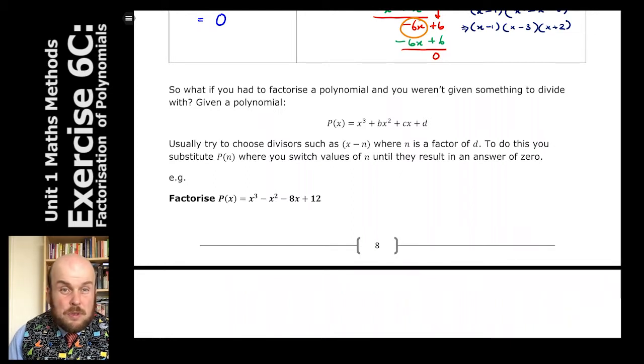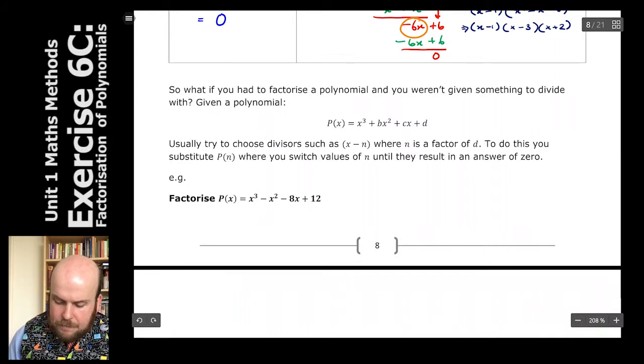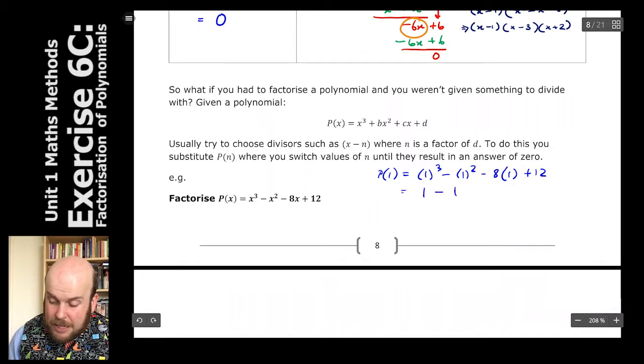So one of the first go-tos is to substitute 1 in, see if that will help, because 1 is an easy number to multiply. So it becomes 1 cubed minus 1 squared minus 8 times 1 plus 12. You could probably already see that this is not going to get us anywhere. And that gets us an answer of 4. So therefore, x minus 1 is not a factor.